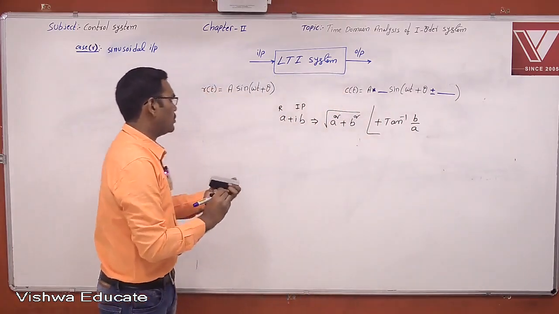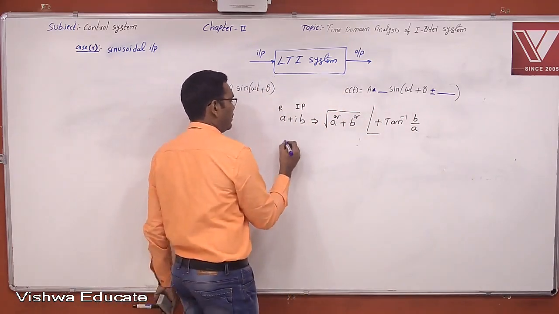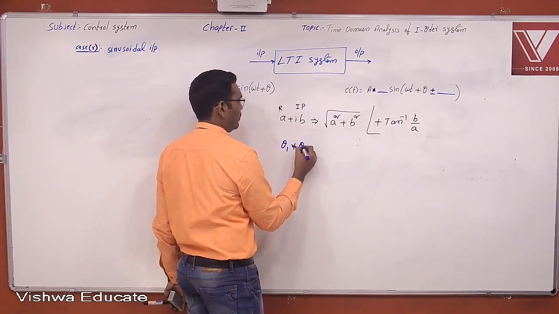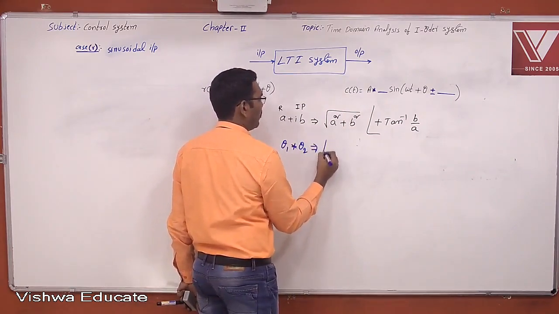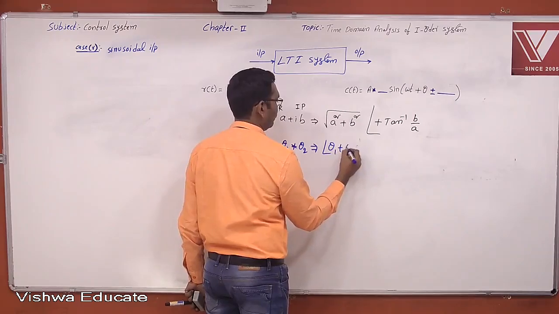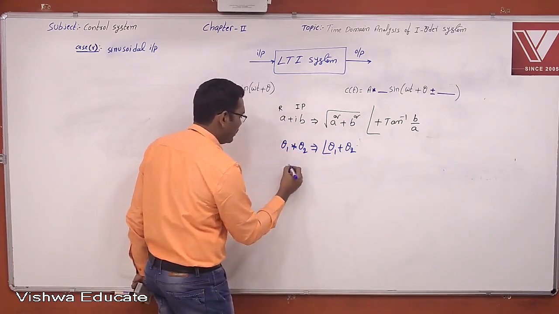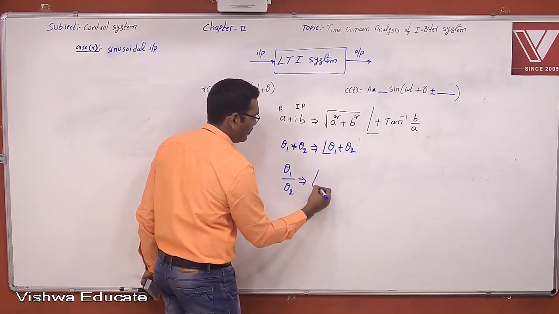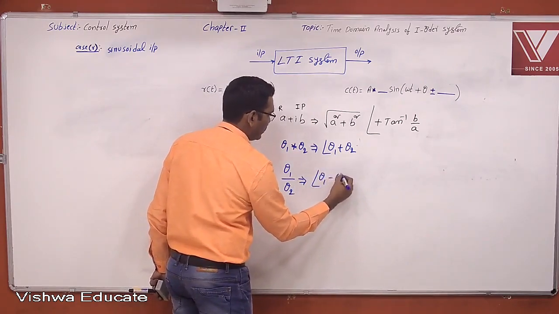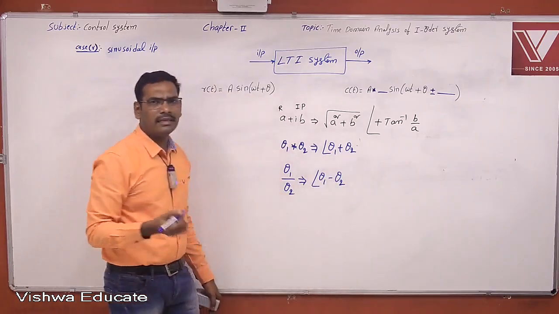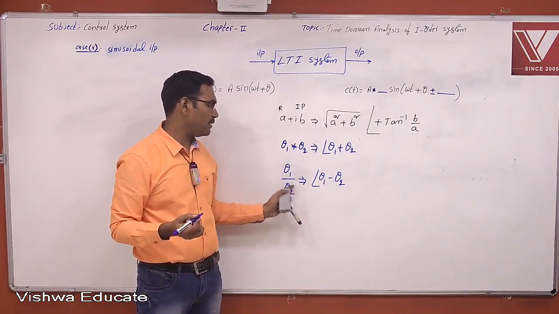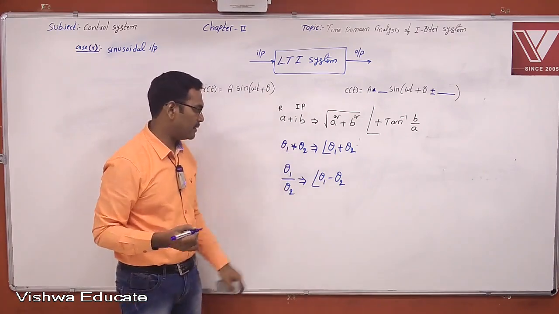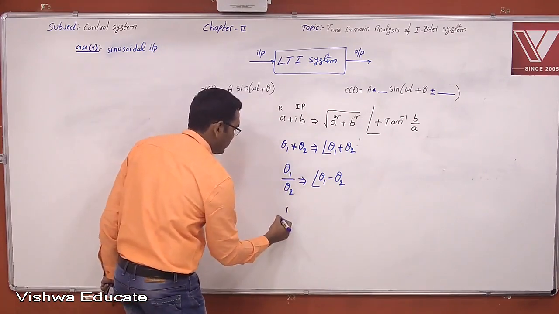You know that when angles are multiplied, theta 1 into theta 2, the overall angle is the addition. Similarly, when angles are divided, theta 1 divided by theta 2, the overall angle is the subtraction, theta 1 minus theta 2. That is the reason why, whenever there is a term in the denominator, you can take an angle of minus. Let us take one small example.